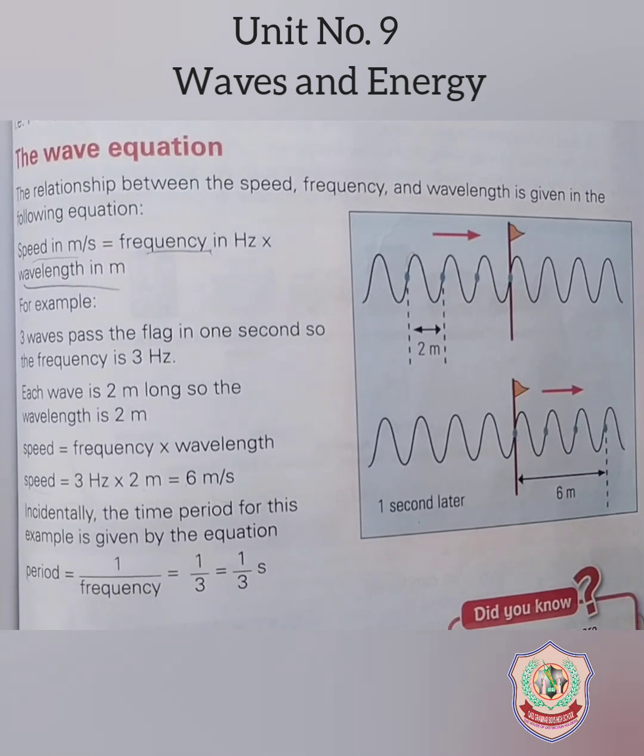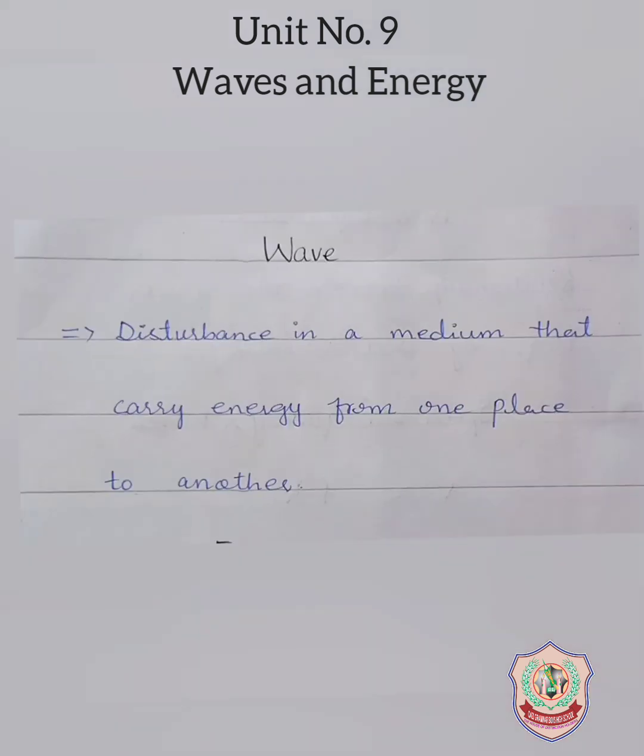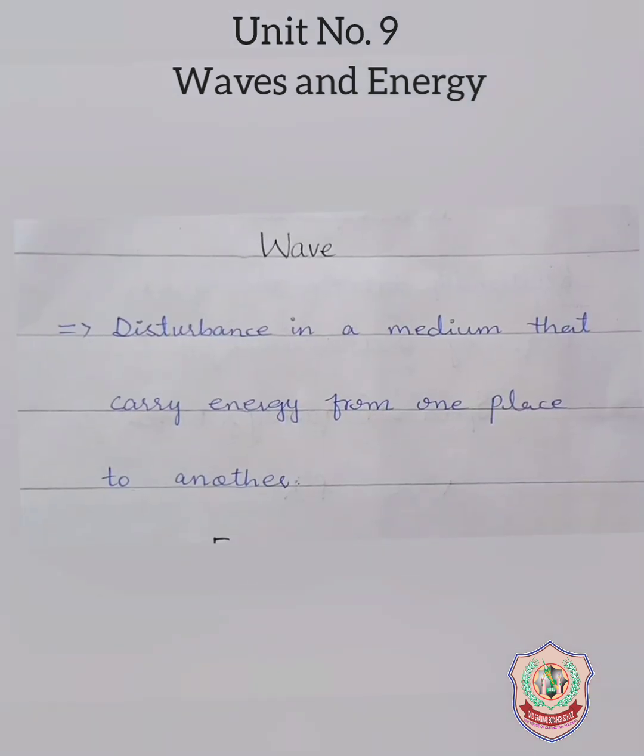Today we are going to discuss the wave equation. First of all, I would like to introduce wave. Wave means disturbance in a medium that carries energy from one place to another. For example, water waves, sound waves, light waves, magnetic waves, electric waves, etc.